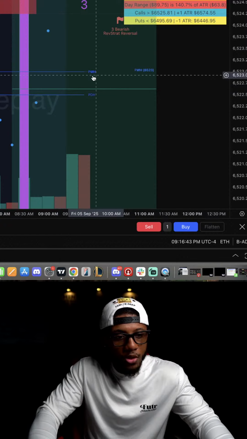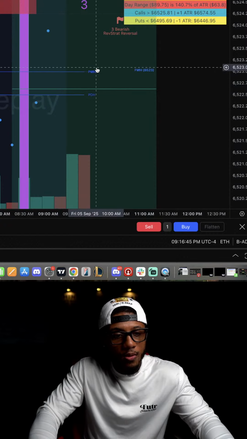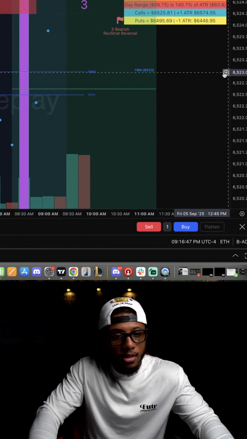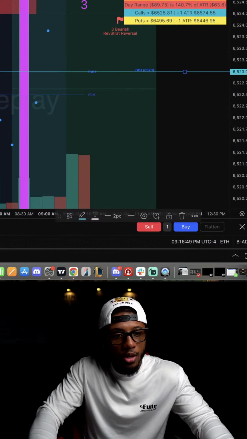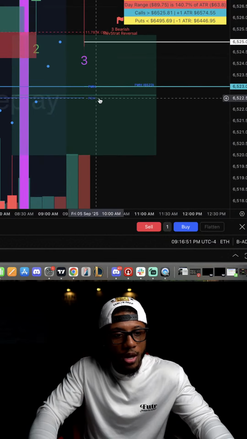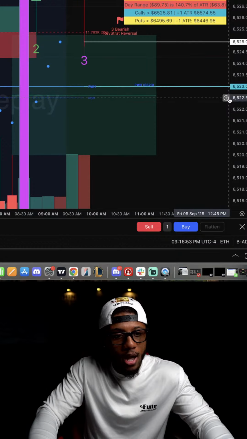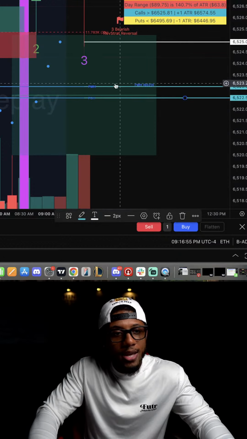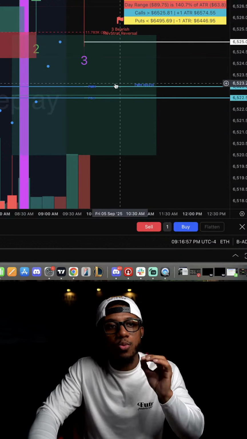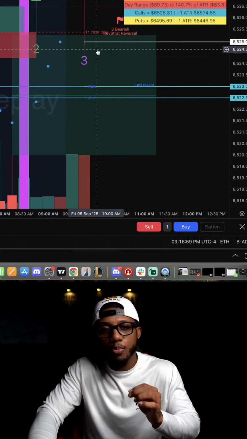this is previous week highs. This level right here, 65.23, is previous week highs. This right here is previous day highs. So these are the next likely places that price would bounce from. These are the next support levels.